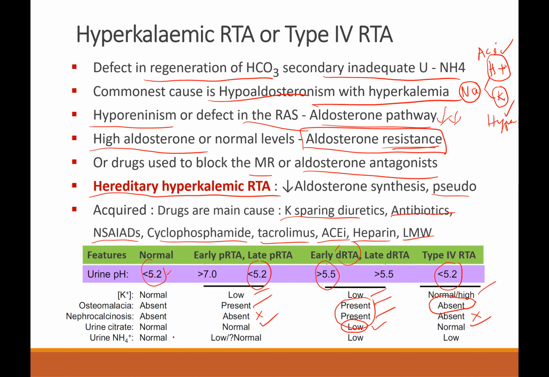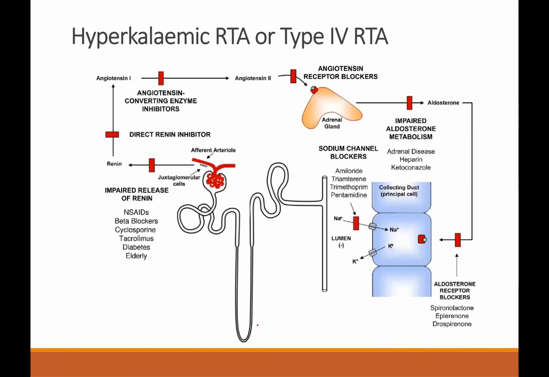In the ammonia, normally there's no problem. Here also there's no problem. Here urinary ammonia is low, and that is the mechanism. Here also ammonia excretion is low, whereas here it is the bicarbonate reabsorption that is the problem. So you understand that way, and we will go further and you will know better about these things.